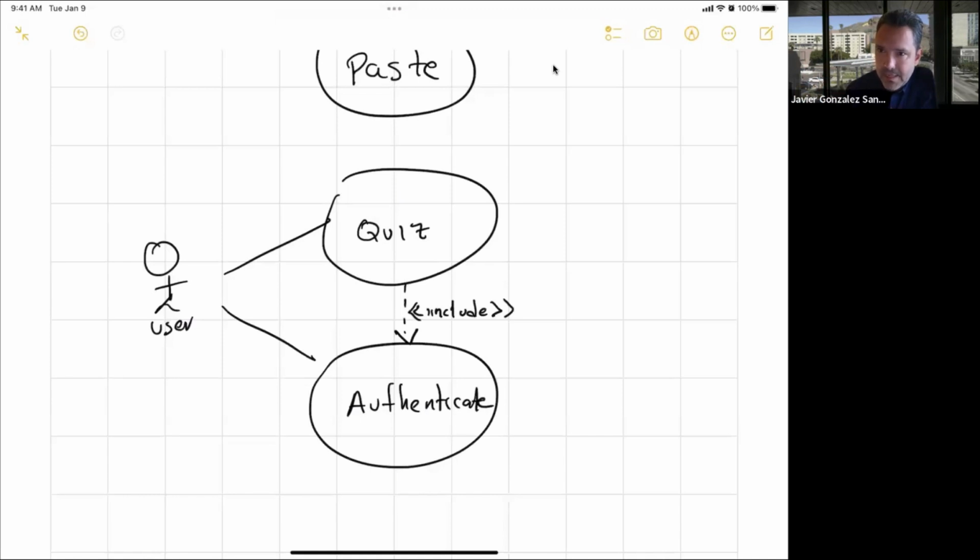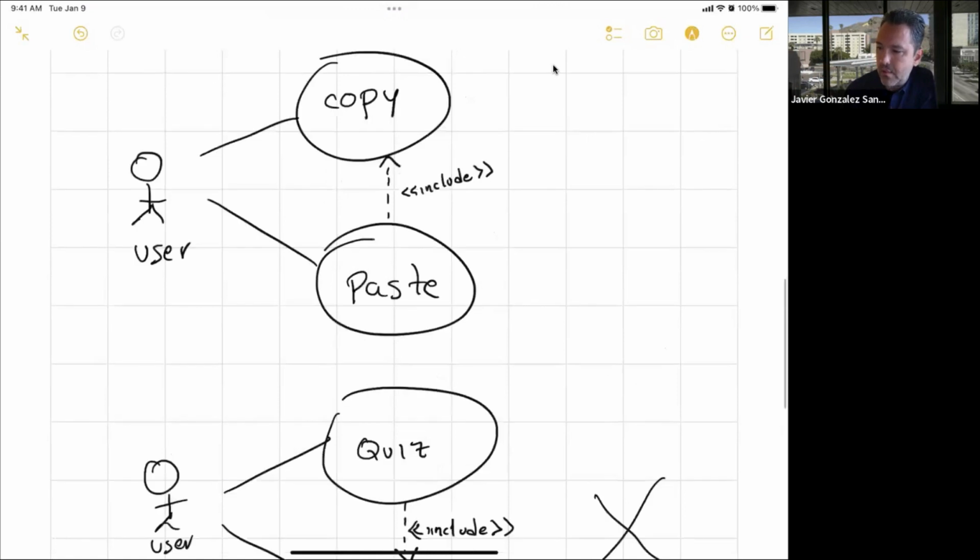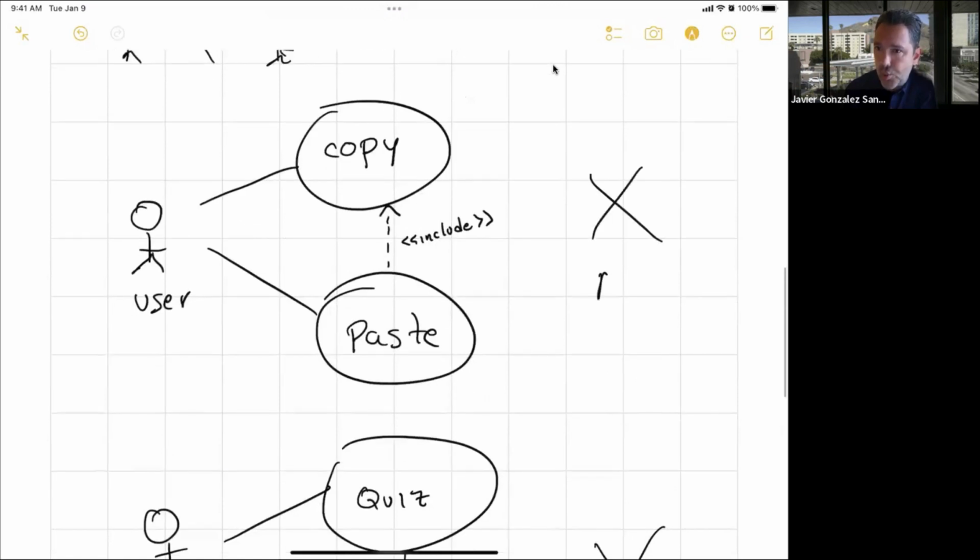Guys, no, and no, no, no. Why? Let me explain. What we try to represent with the include is that one thing is inside of the other. One thing happens always together with the other, that they are never separated.